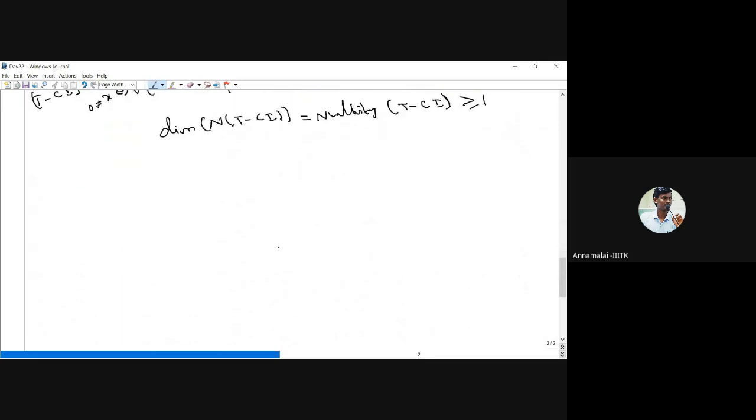From group theory, fourth problem. Suppose the group G contains the elements 1, 2, 3 up to 16. This is a group under multiplication modulo 17. 17 is a prime number.